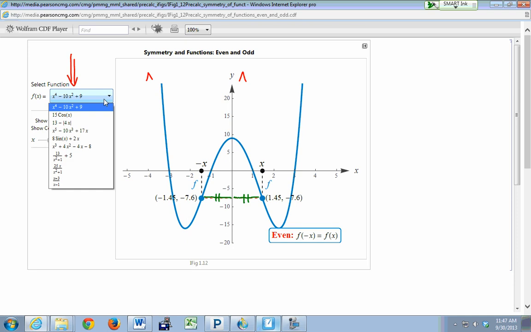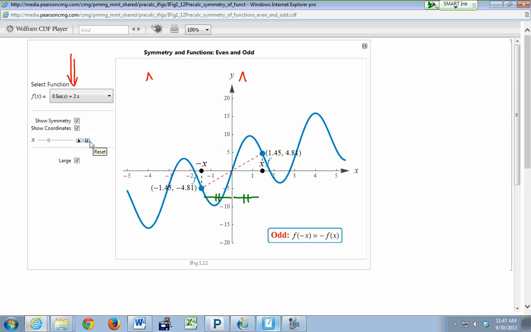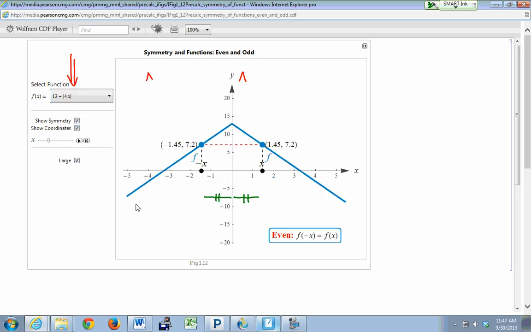Okay, it doesn't matter if I change my function. Let's go down to this function here. Oh, that's not going to be it. Let me find another one. Here's an absolute value function. Notice here I have symmetry about the y-axis. If I folded this function across the y-axis, whatever points are on the right side would have a matching point on the left side. And that's defined this way.